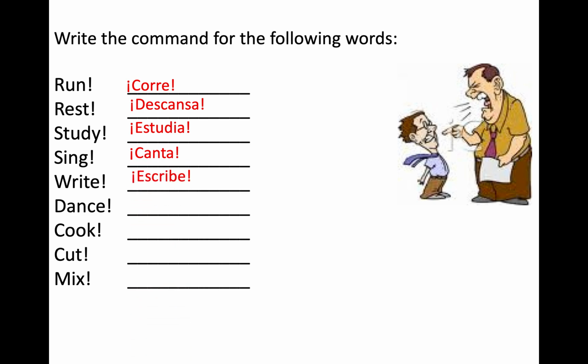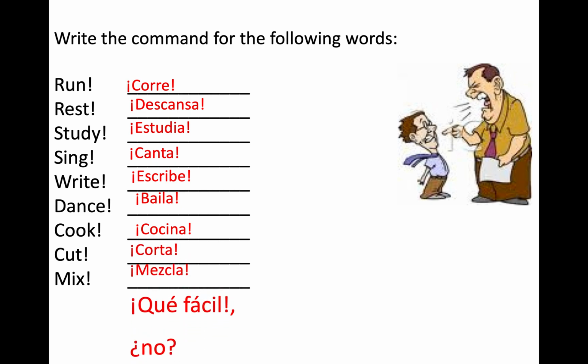Dance, bailar is to dance. If I want someone to dance now, I'd say baila, ahora. Dance now. And then cocinar is to cook, so the command form is cocina. Cut is cortar, so I'd say corta. And mix is mezclar, so mezcla. So how easy, right? Qué fácil, ¿no?